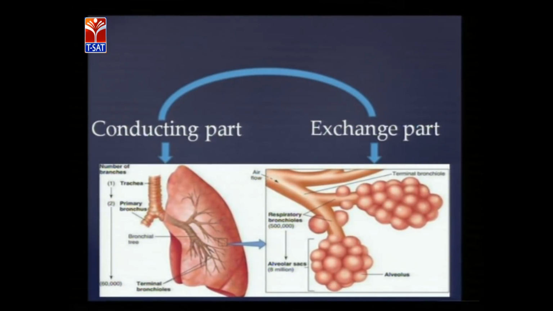And the exchange part includes the alveolar sacs and the alveoli, where the primary exchange of oxygen and carbon dioxide takes place in the alveoli.